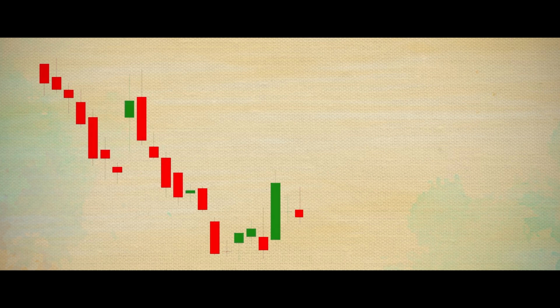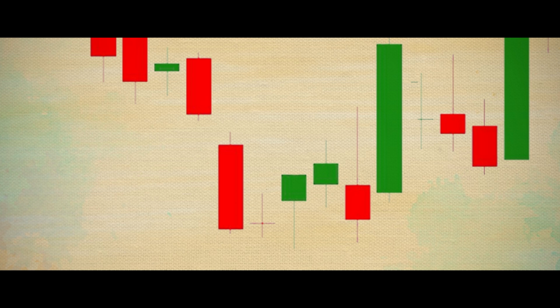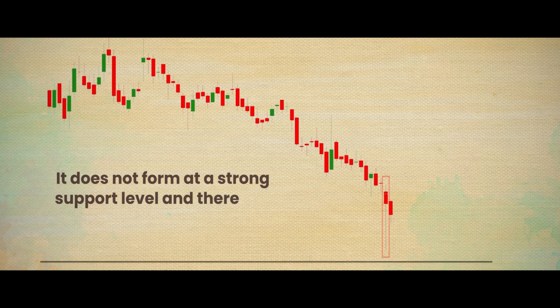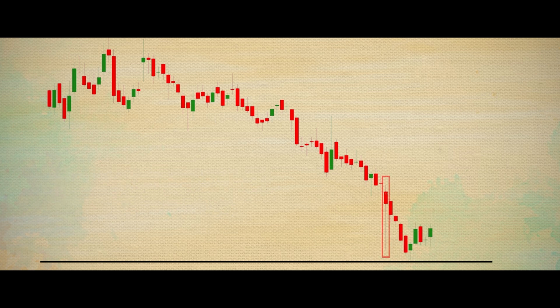What do you mean by it gives a false signal? Let me show you. Can you see this pattern? It looks exactly like a hammer, doesn't it? Yes. But if you notice, it does not appear after an extended downtrend. And if you look closer, you will also notice that it does not form at a strong support level, and therefore it is a false signal. And see what happened after that signal. Oh, the stock continued its downtrend even after the hammer signal.